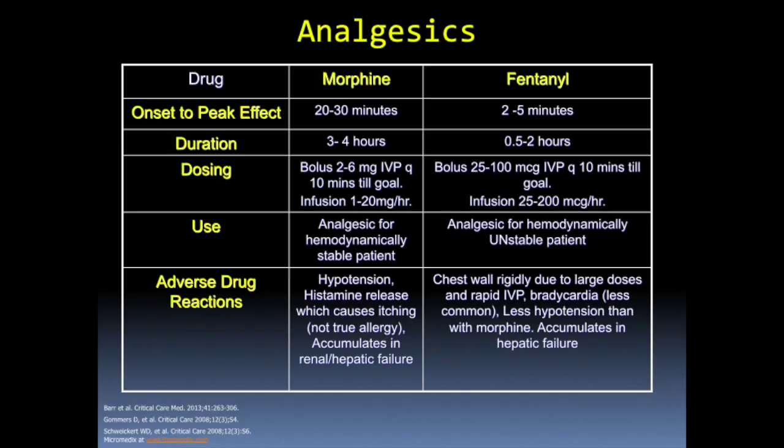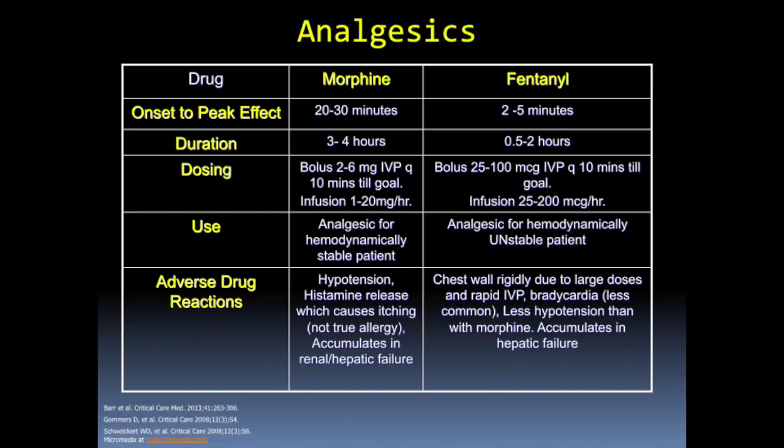And unfortunately, because it has active metabolites, it can accumulate over time in patients with renal or hepatic failure. In comparison to fentanyl, the adverse drug reaction you have to worry about is chest wall rigidity. This is usually seen if you give someone a really large dose, say 200 micrograms, or if it's given too rapidly. So make sure you instruct your nursing staff to give it as a slow IV push.